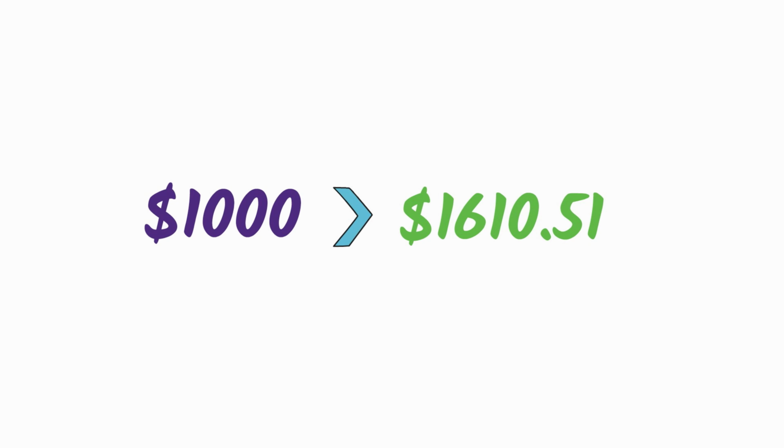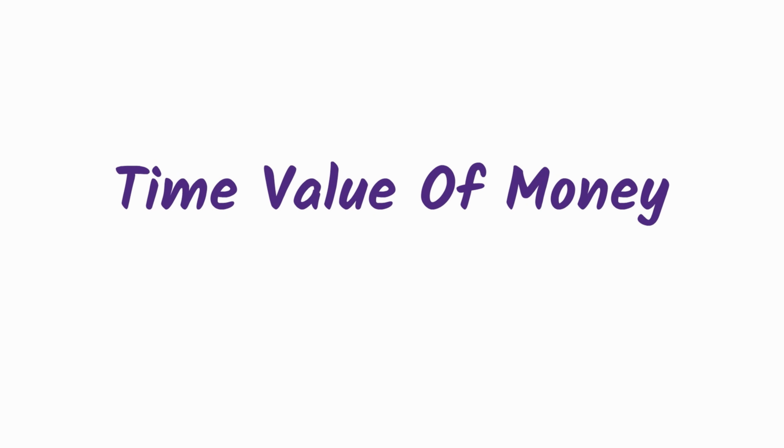By the end of the 5 years, these lovely corned beef would have been forgotten, and this $1,000 would have turned into $1,610.51. In that short example, that's the concept of time value of money. But let me explain more.